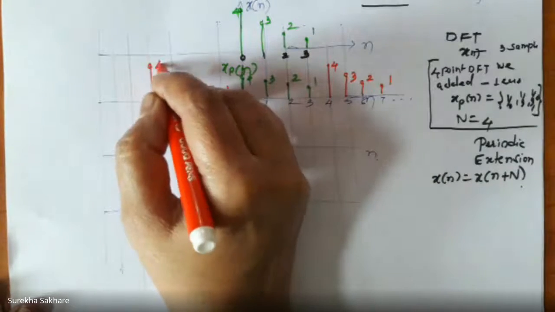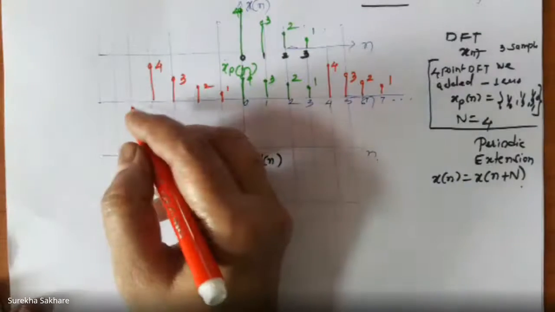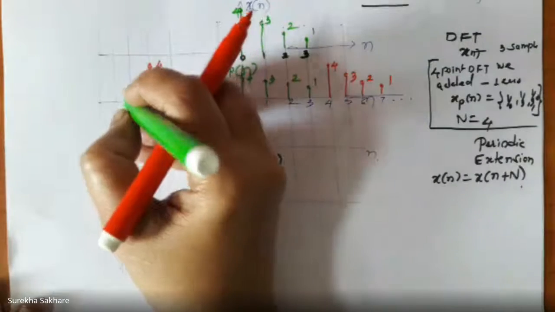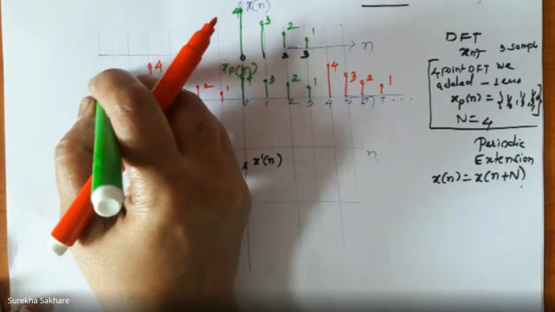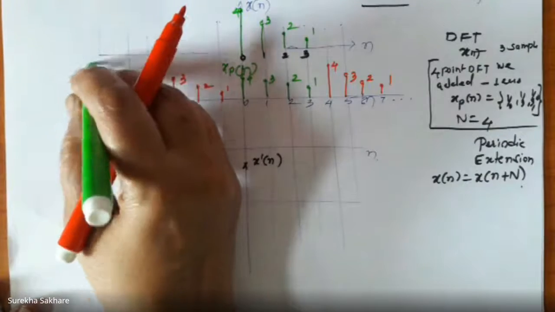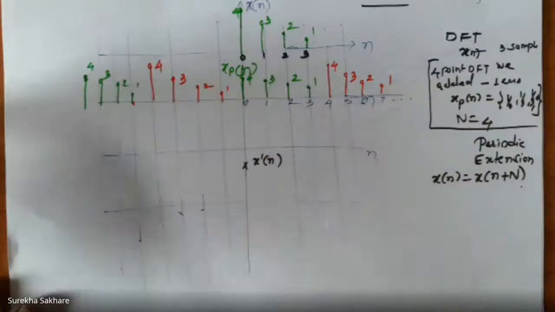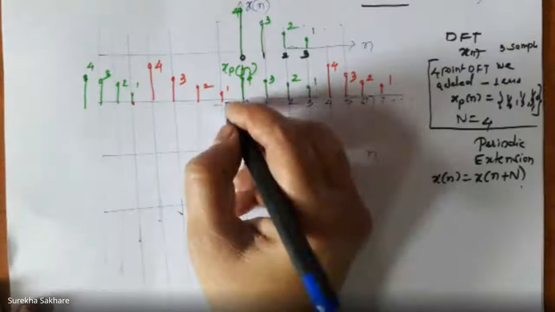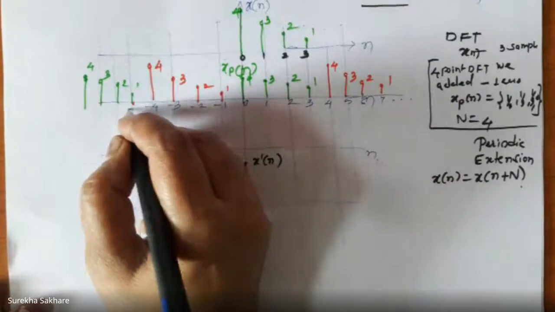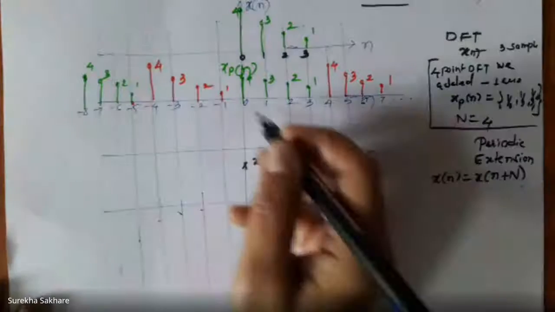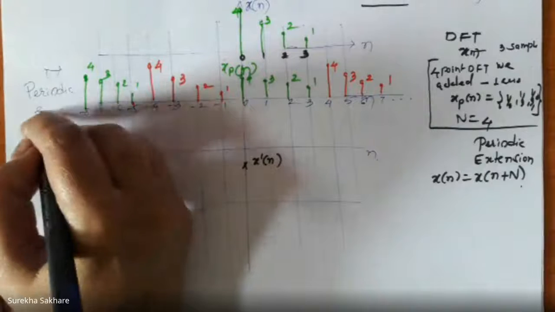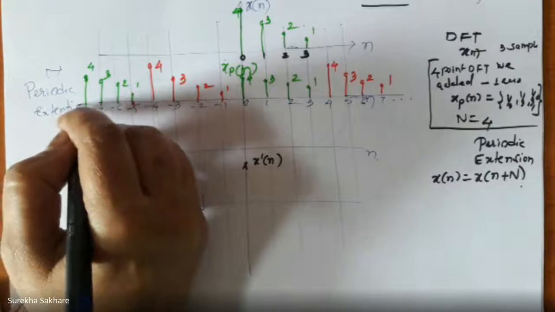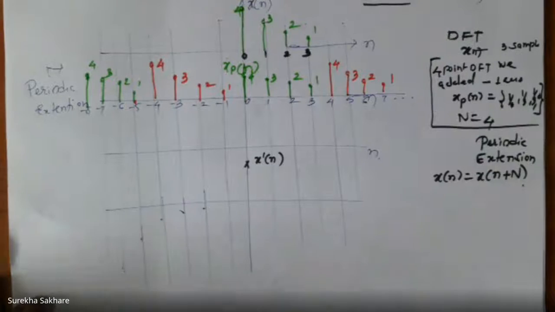Likewise, on the left hand side also I can build another cycle, 2, 3 and 4 again, and so on, so this is -1, -2, -3, -4, -5, -6, -7, -8. This is called periodic extension. Now what has to be done with this periodic extension? Why are we interested in this?